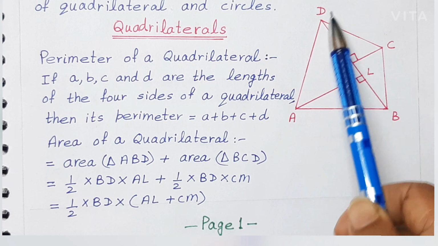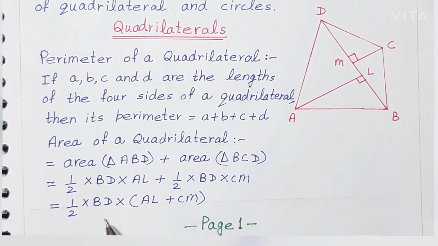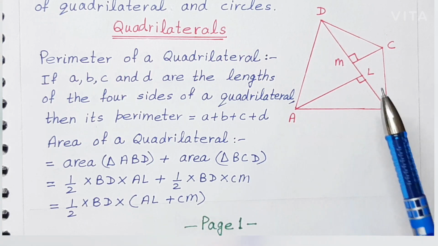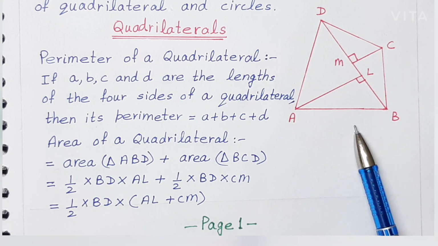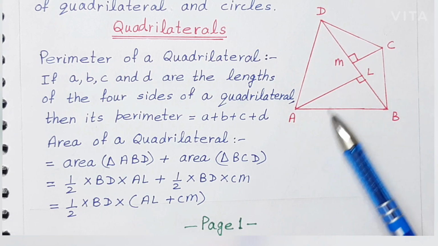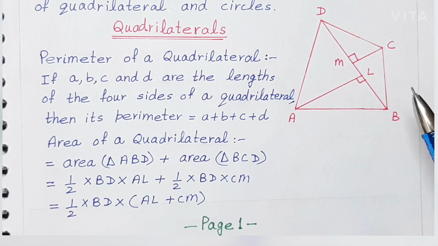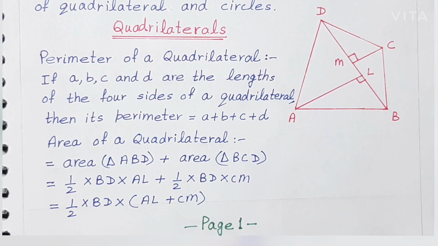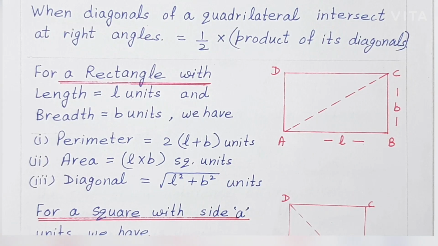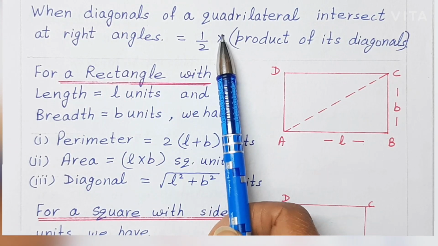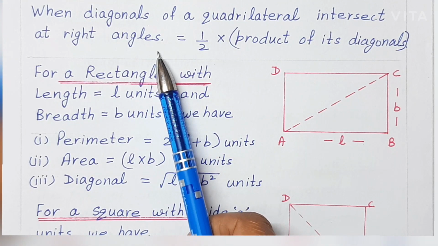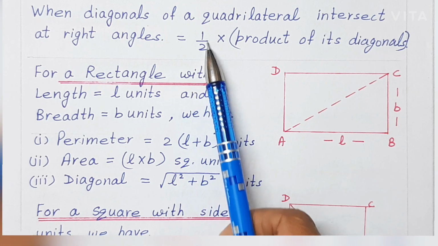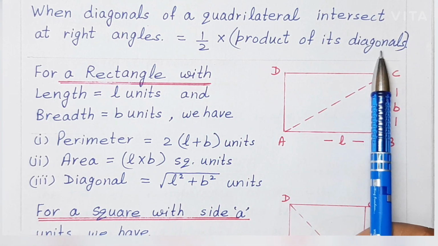So, what is the area of this quadrilateral then? Half into BD and in bracket AL plus CM. So, basically, the area of any quadrilateral is sum of both the triangles. Now children, it is not necessary we'll join BD. We can join AC also, and accordingly we can find the area of this quadrilateral. Clear? When the diagonals of a quadrilateral intersect at right angles, then area is half into product of its diagonals.